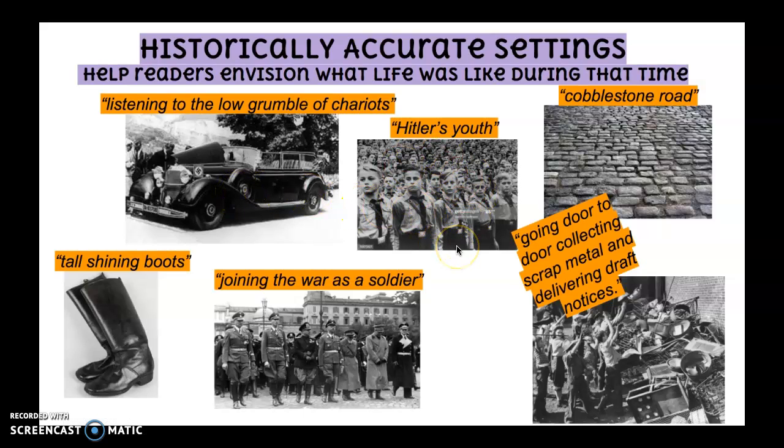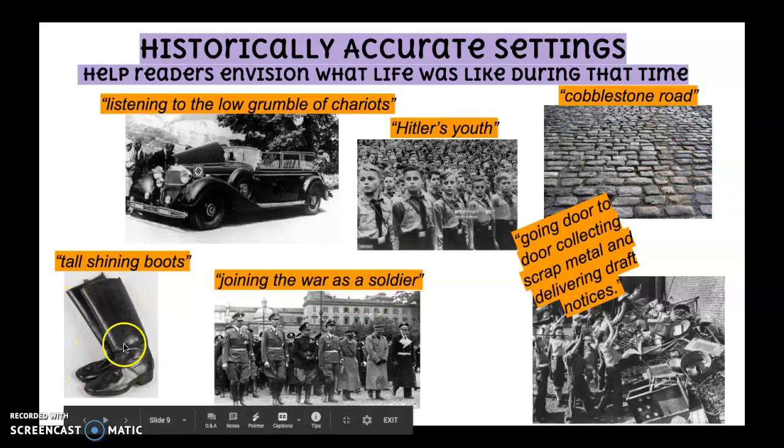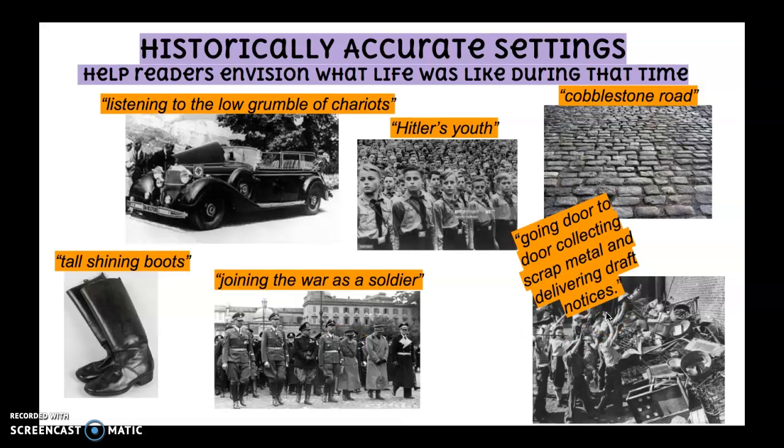This is an image of Hitler's Youth. This is an image of a cobblestone road. Many of you have walked cobblestone roads yourself. They're all throughout the North End. These are an example of the tall, shining boots that the soldiers wore. And this is showing how they would join the war as a soldier. And a lot of kids in Hitler's Youth would go door to door to collect scrap metal, but they also delivered draft notices for older boys or young men who are being drafted to go into the army.